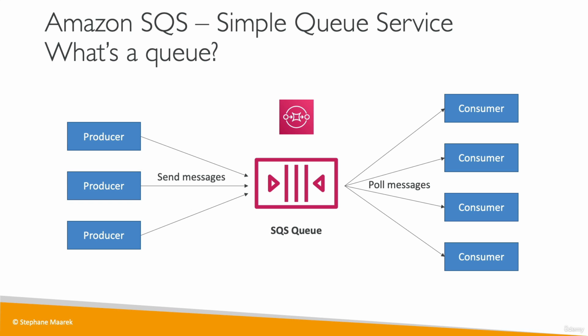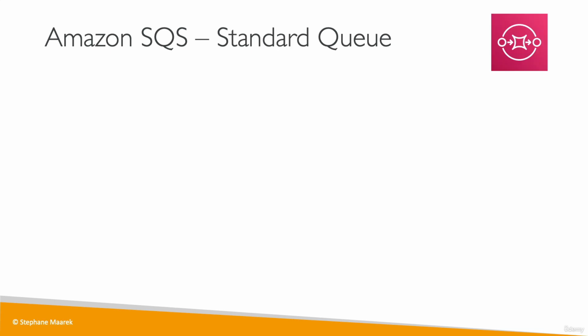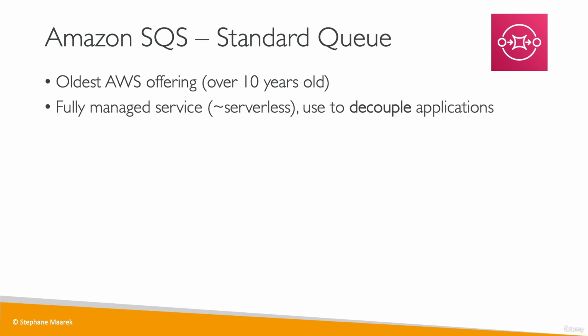So in this mechanism, we have the producers sending messages into the queue and they're decoupled from the consumers reading the messages from the queue and processing them at different speed. So when you have an SQS, it turns out that it is the AWS oldest offering. It's over 10 years old. It was one of the first services to appear as part of the AWS cloud. It is fully managed, so it's a serverless service. You don't provision servers, and it's used to decouple applications.